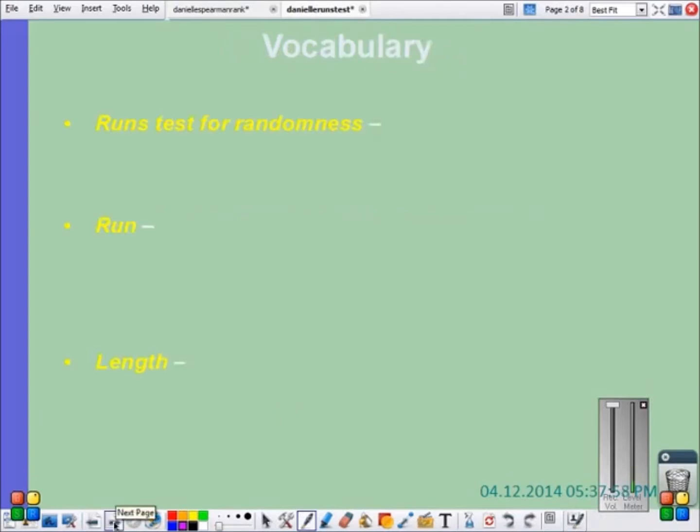We're going to start out with some basic vocabulary. Runs test for randomness is used to test claims that data have been obtained or occur randomly. A run is a sequence of similar events, items, or symbols that is followed by an event, item, or symbol that is mutually exclusive from the first. Length is the number of events, items, or symbols in the run.